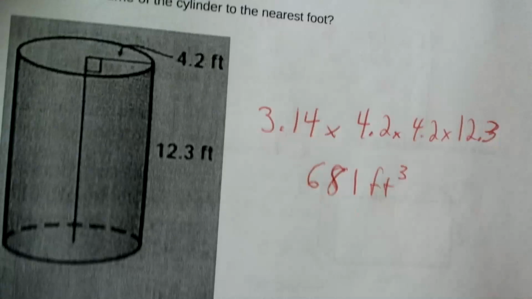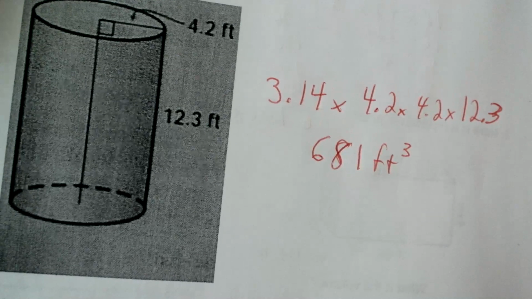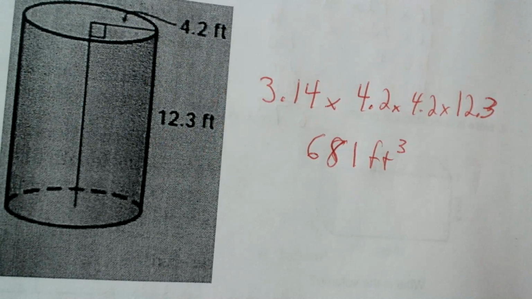The second one, you got a cylinder, you got to find the volume of the cylinder. That's 3.14 times your radius twice times 12.3, which is your height. You multiply those out, you get 681 feet cubed.